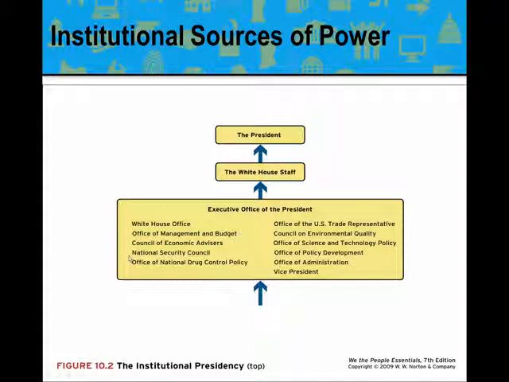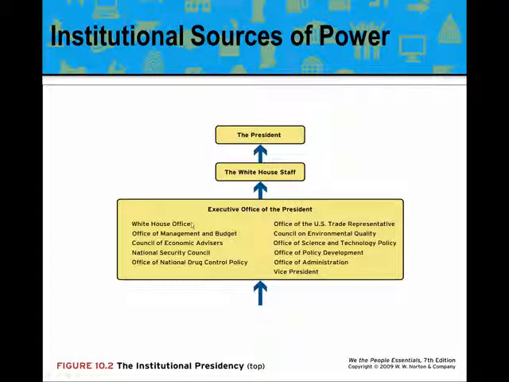The National Security Council, this is the NSC. When Bush was president, this is the organization that Condoleezza Rice was in charge of. Then you have the U.S. Trade Representative who advises the president on all the trade policy, the Office of Policy Development, the Vice President. So of course all this moves upward to provide institutional support and institutional sources of power.